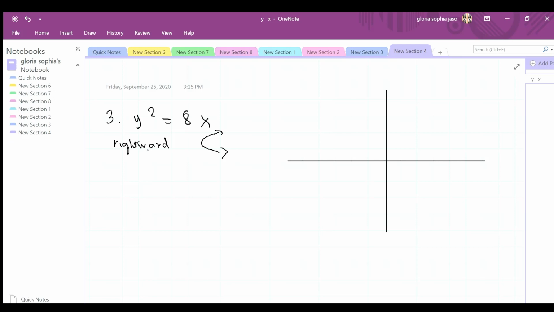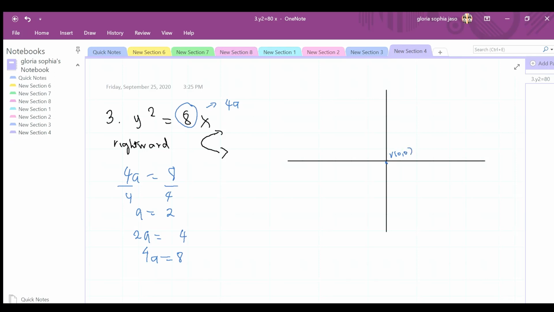For the next step, we will solve for the value of a. The coefficient of x is 4a. 4a equals 8. Divide both sides by 4. So a is 2. And 2a is 4. And our 4a is 8. Okay. So now, let's graph it. The vertex is still at the origin.